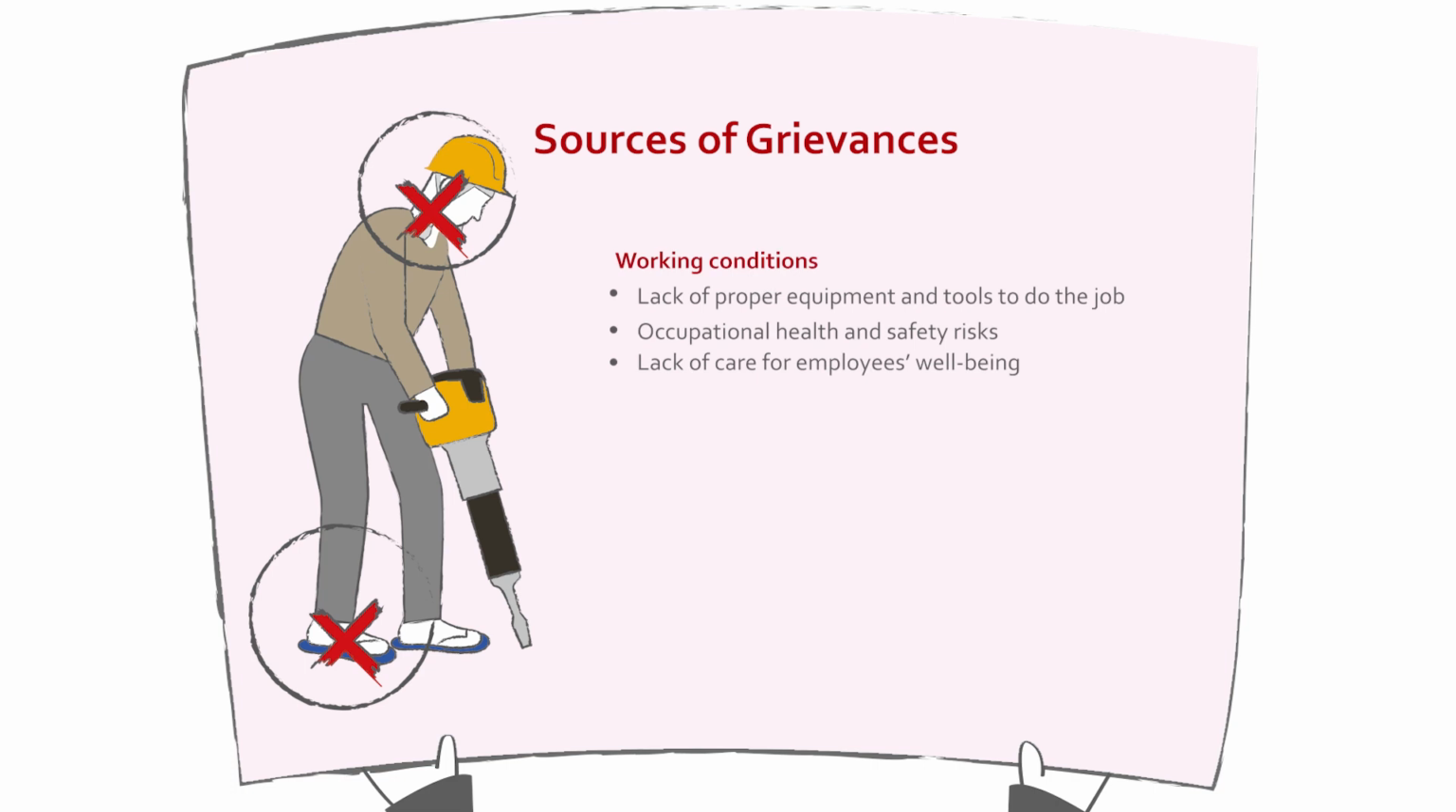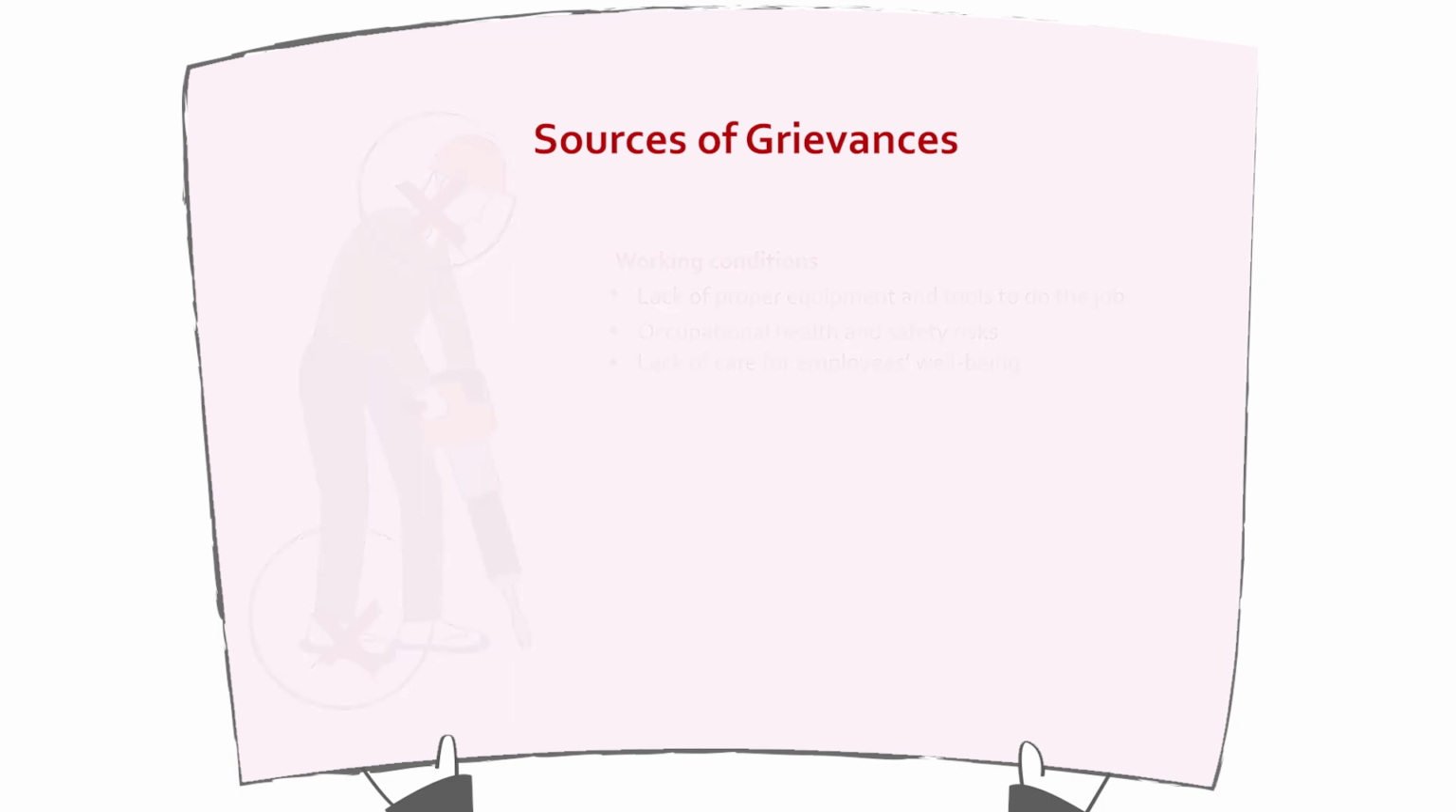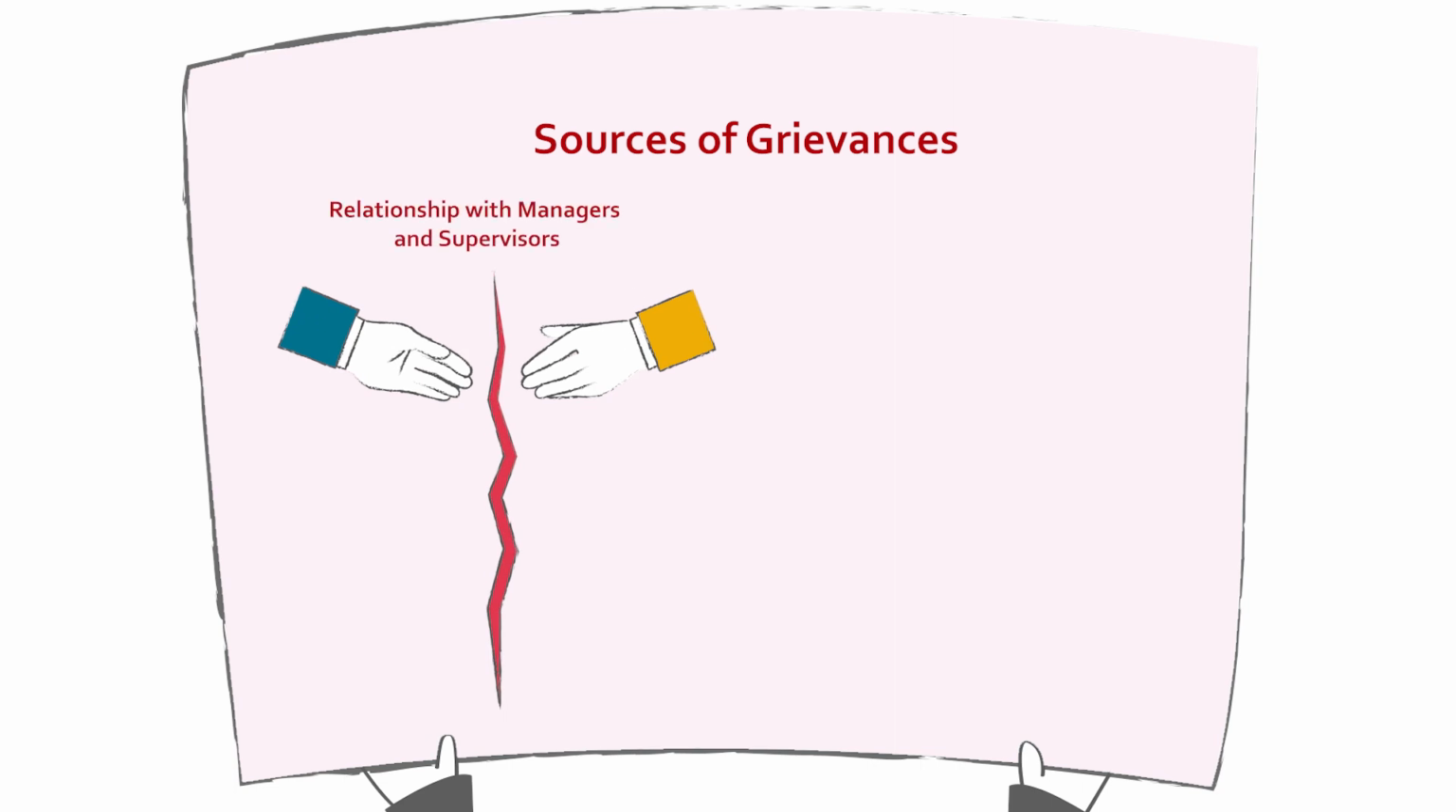Unsafe or inconsiderate working conditions that put employees at risk in any way could also create dissatisfaction. On a personal front, employees may face issues with managers and supervisors. They may feel that they have been discriminated against, harassed, or are victims of favoritism. A lack of guidance from their supervisors may also affect employees' performances.